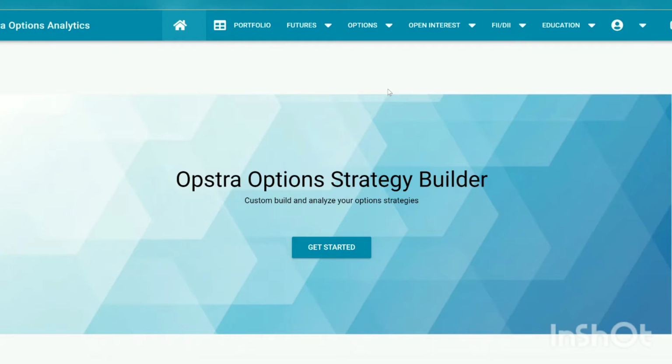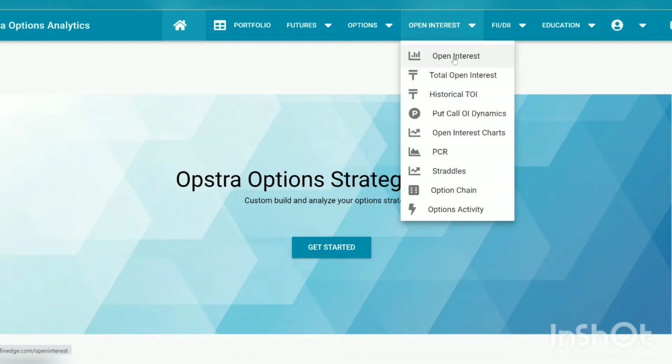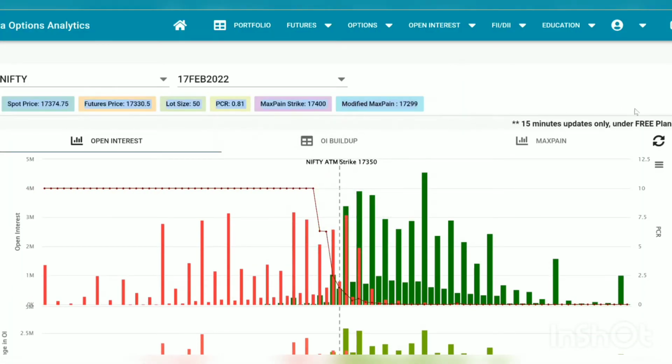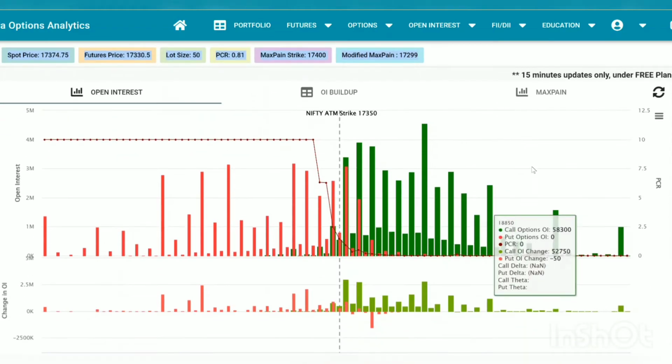Okay, so let's start with today's video. What I generally do in this particular site. Okay, so I logged in. So first of all, what I generally look at is the open interest. Okay, so I come into open interest, and in open interest I generally look for the Nifty and Bank Nifty different open interest in this particular page.